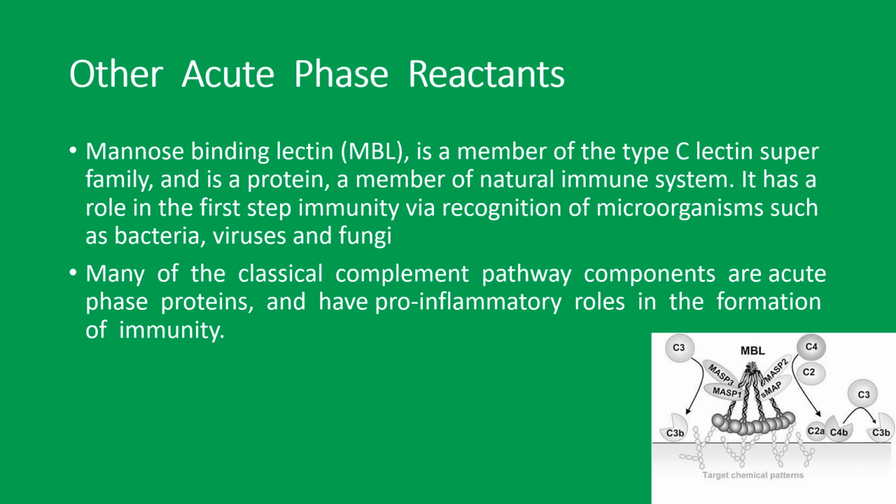Your mannose-binding lectin, or MBL, is a member of your type C lectin superfamily and is a protein member of your natural immune system, especially in the innate immunity. It has a role in the first step immunity via recognition of microorganisms such as bacteria like your Shigella and viruses and fungi like your Candida. Many of the classical complement pathway components are acute phase proteins and have pro-inflammatory roles in the formation of immunity.